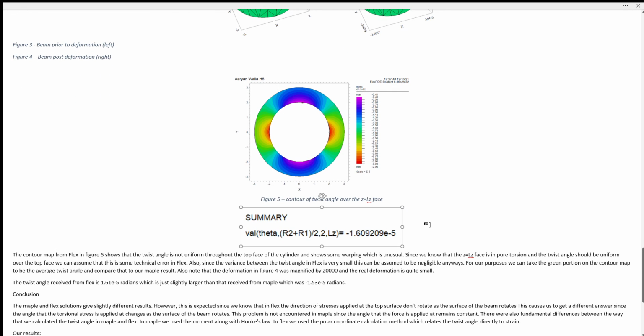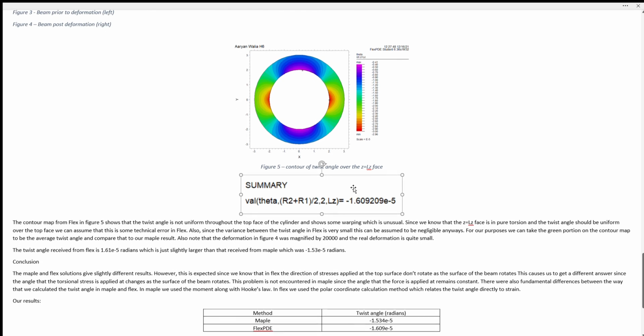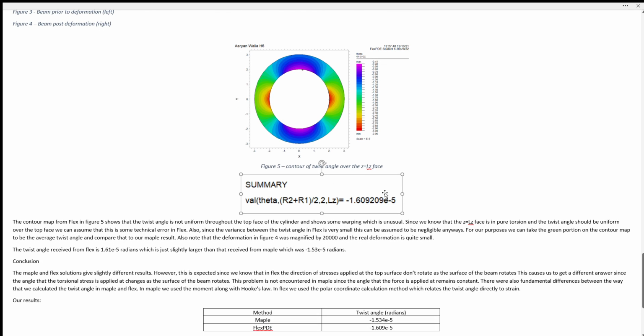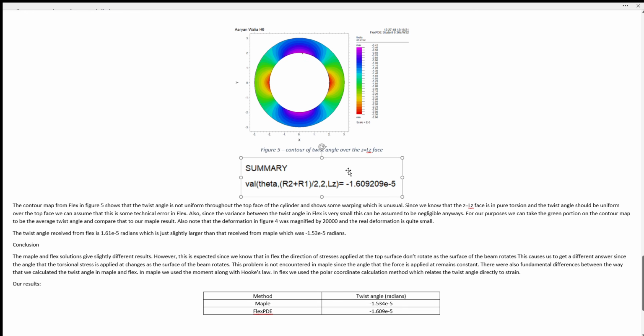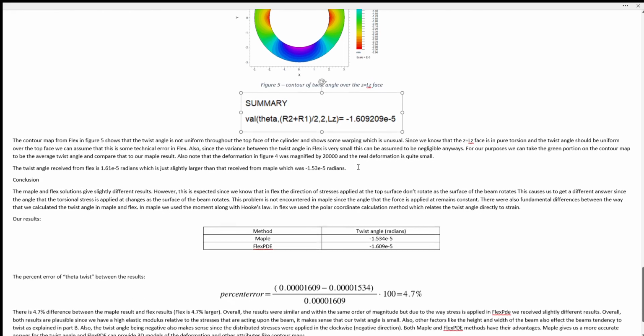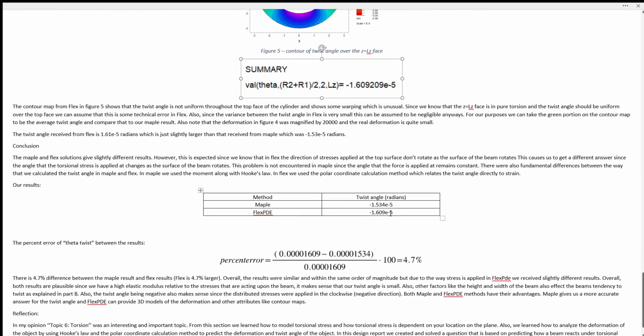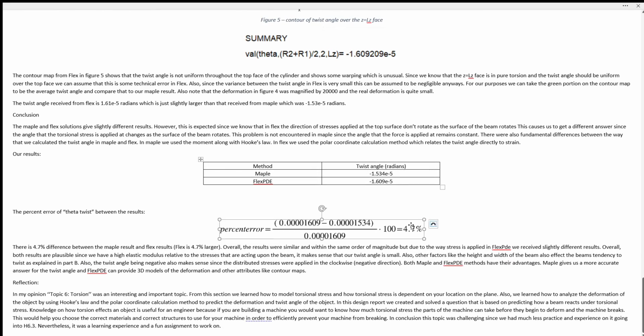So we got a result that's almost the same as our Maple. It's a little bit larger, but it's likely due to the fact that in Flex, when you apply stress to a face, it won't rotate with the face. So the angle that it's applied at changes a little bit. So that's why we have a little bit of variance. And so here we just compare our results. We see that the Flex result was about 4.7% bigger than our Maple one.